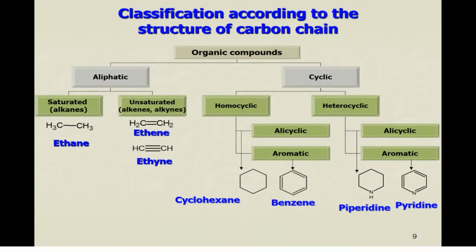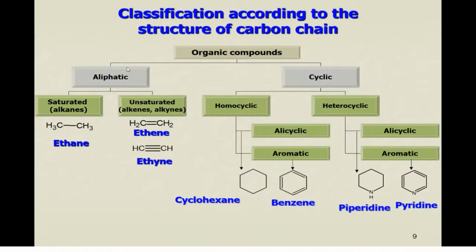And the third is according to the number of functional groups and their homogeneity. So the first classification, according to the structure of the carbon chain: all organic compounds can be divided into two parts. Aliphatic, that means non-cyclic, which can be branched or not branched, known as normal structure. And cyclic, where ring structures are present.